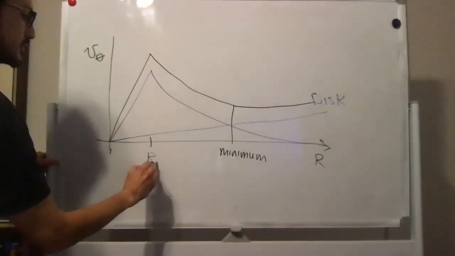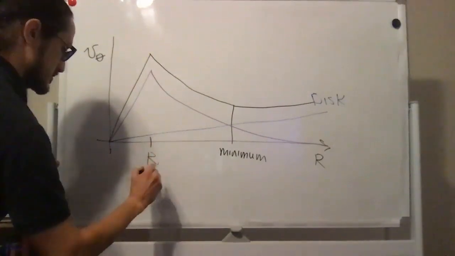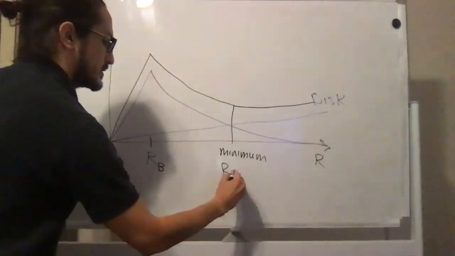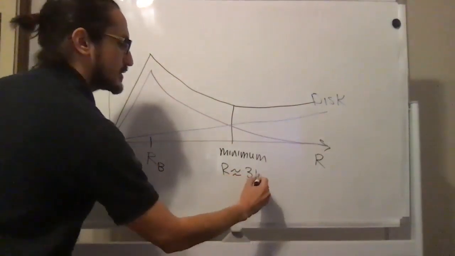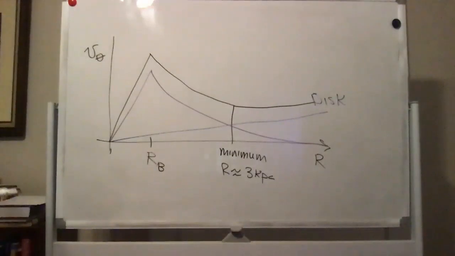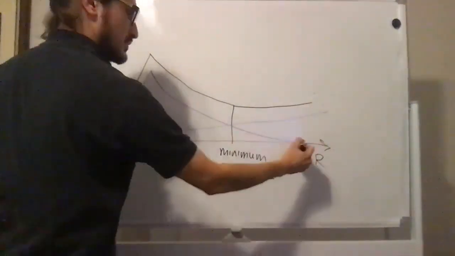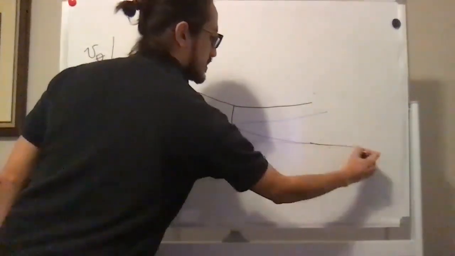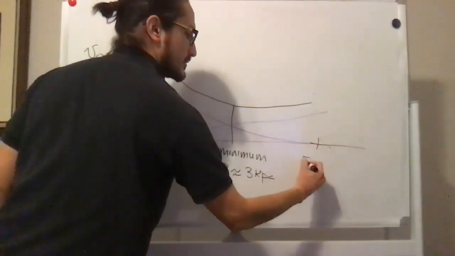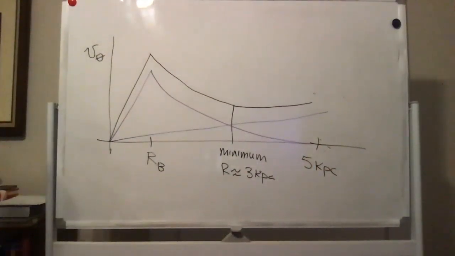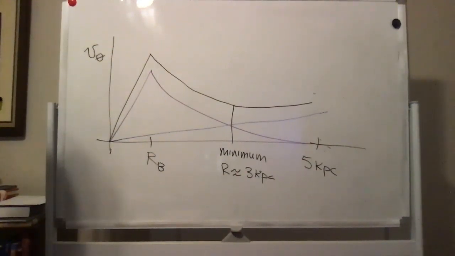So this would be the radius of the bulge. This minimum is at about 3 kiloparsecs. And it continues increasing up to about 5 kiloparsecs. So up to here, we don't need any dark matter or anything.